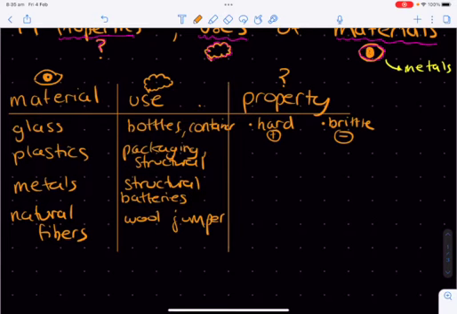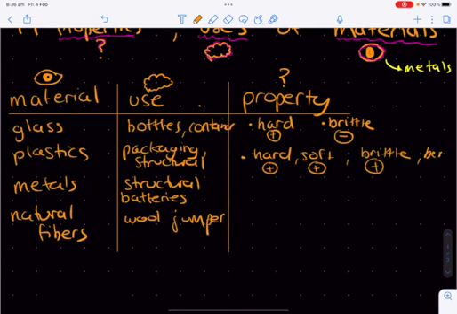If we think about plastics, plastics can be hard as well. They can also be soft, and that's also a positive, so they can be used in different ways. As far as the negative goes, well, they're not brittle, so this is another positive. It's a lot harder to break a plastic item than a glass item because it can bend. We call this malleability.